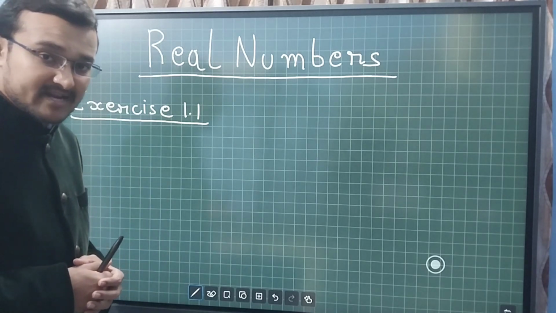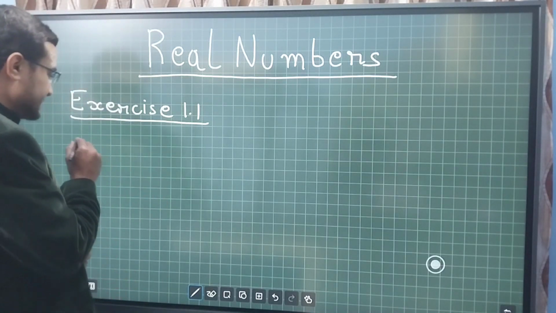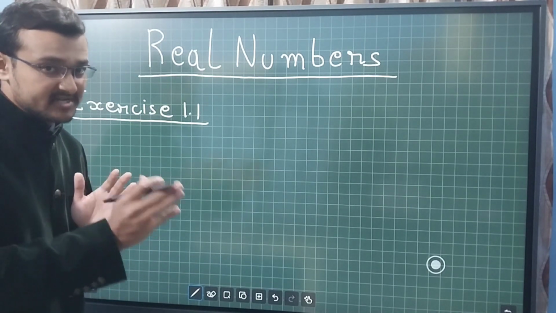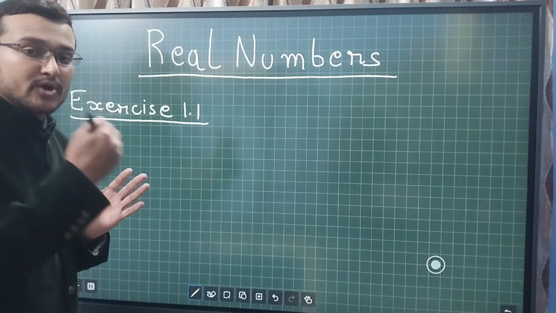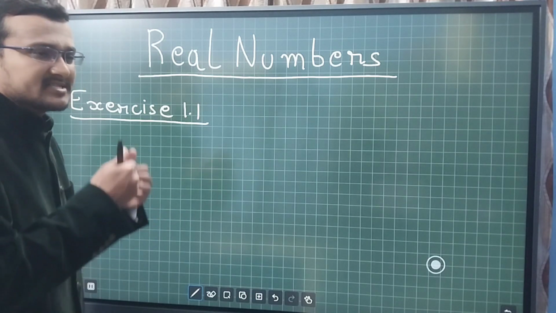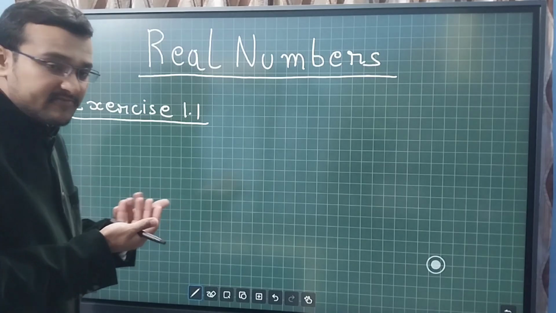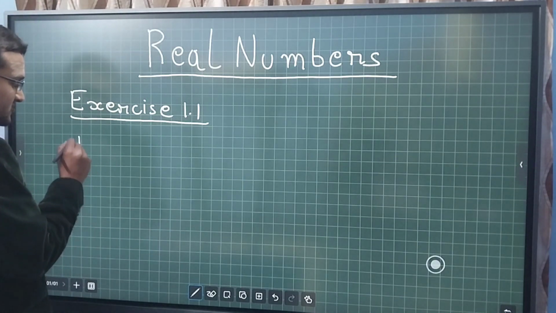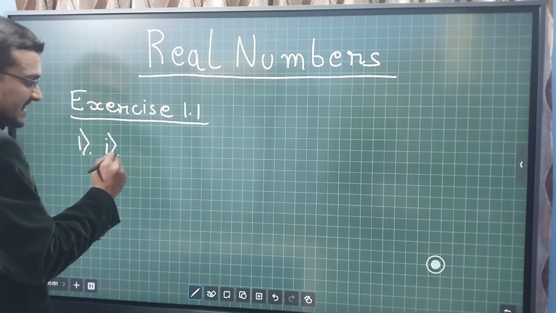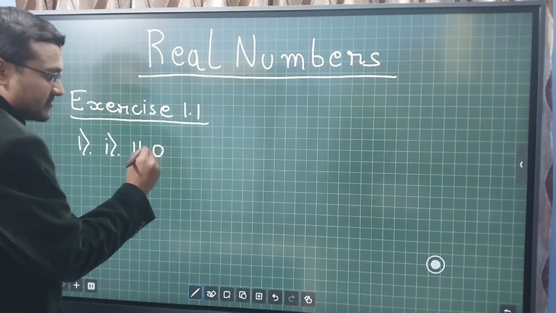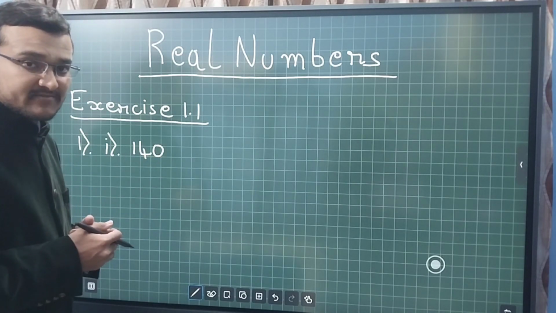So in exercise 1.1, in the first question, you have to express the numbers which are given as the product of prime numbers. So basically you have to express it as a product of powers of prime numbers. In this first question, they have given 140 as the number. So how to factorize 140?